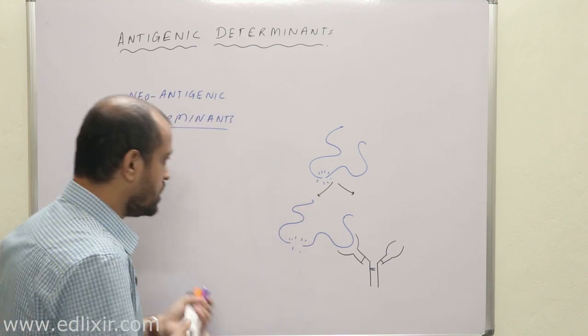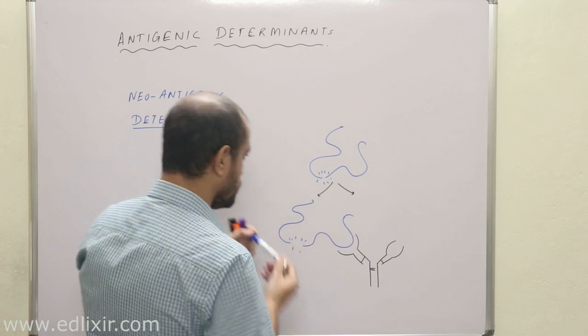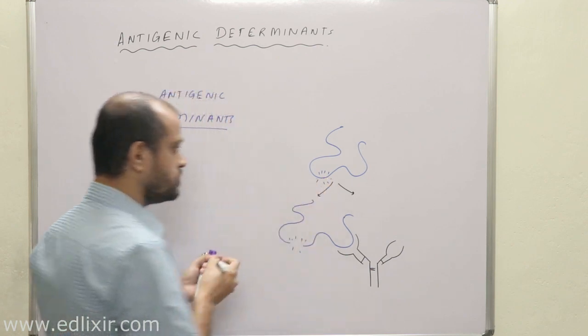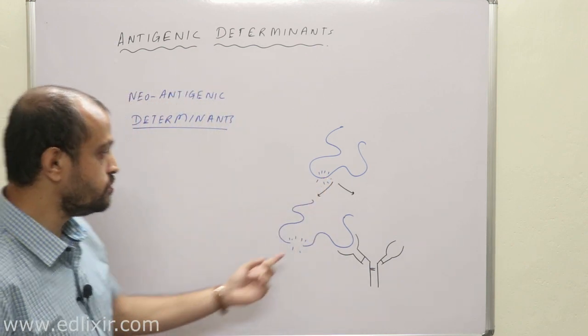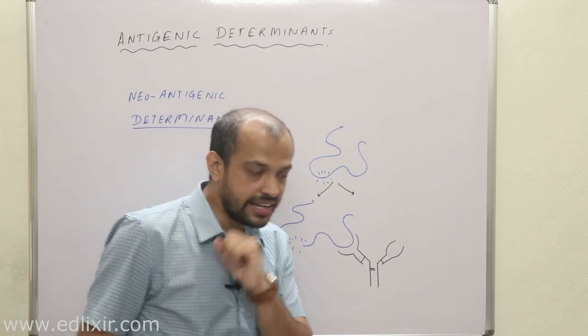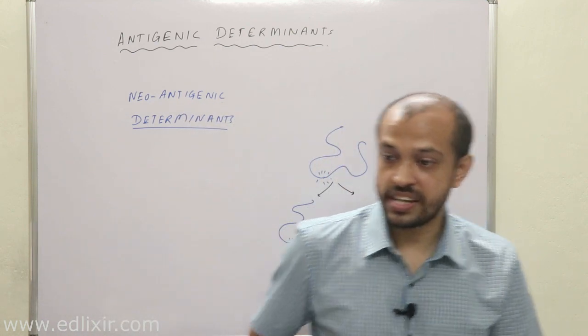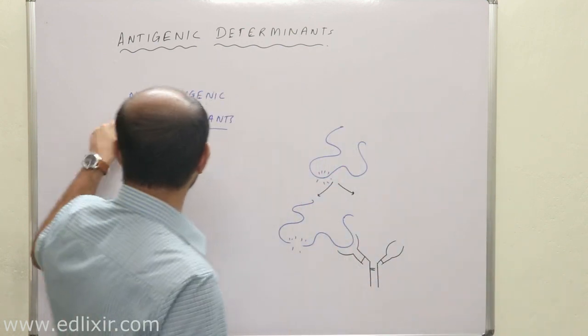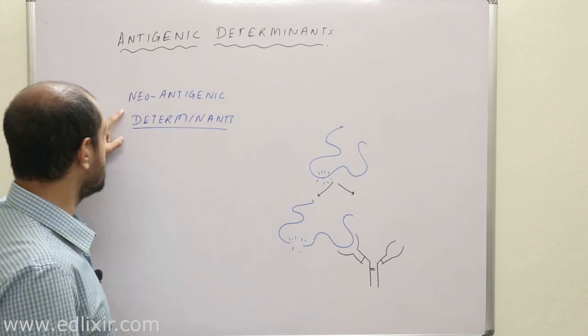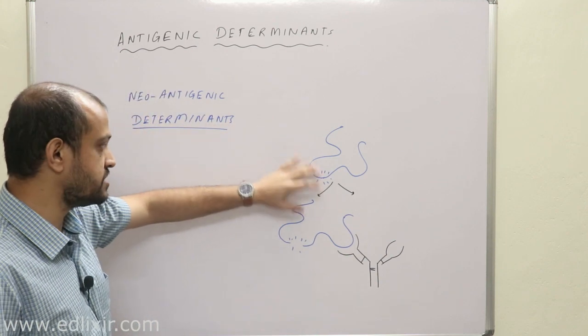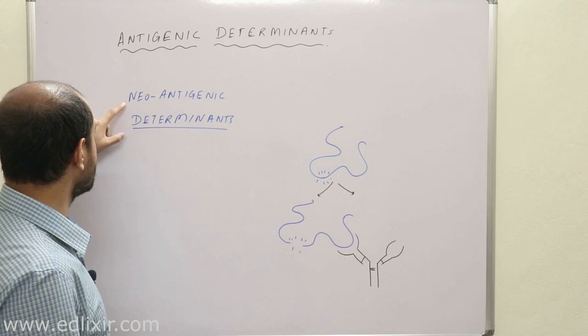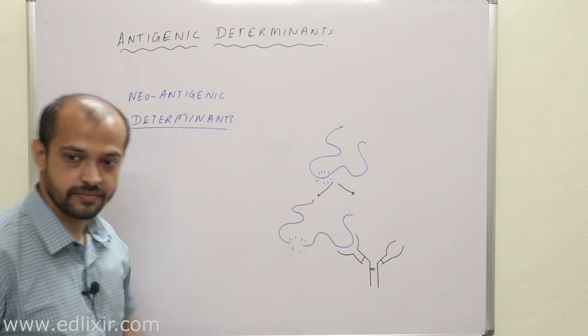So that means if you disrupt the protein with a protease, or if you cut the protein with a protease, then you may get an antigenic site or an epitope to which an antibody can bind. So this is called neo-antigenic determinant. Why is it called neo? That means earlier it was not present, but after treating with some chemicals, you can get a new antigenic surface.